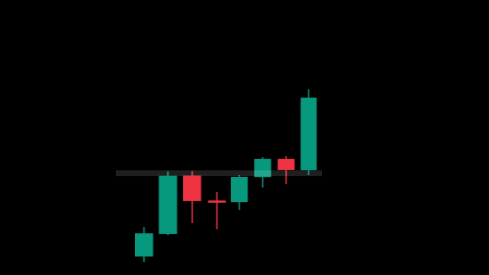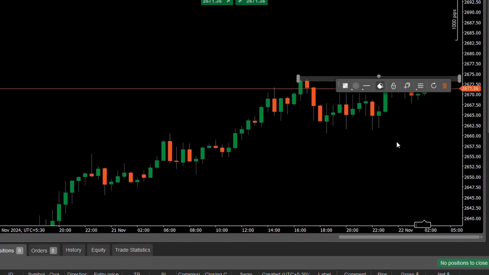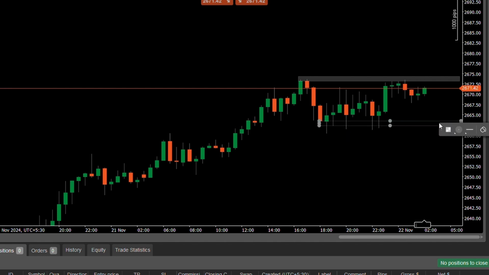What next? Identifying the entry level. This is our entry candle, and this will be our entry level. Boom. Price again moved in our direction. That's it. You can use this setup in any market. So I think you understand this chapter. If you don't get the point, please watch this chapter again. So let's move to the next chapter. The third chapter. Rules.